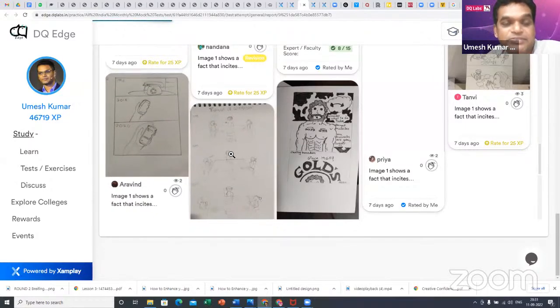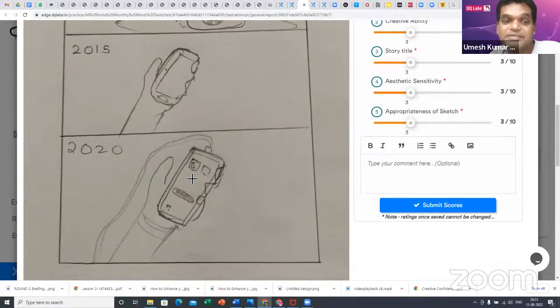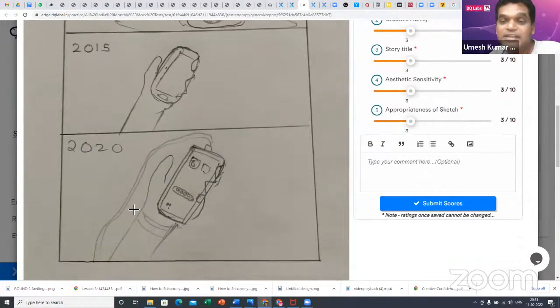Okay, let us take this one, Arvind. So in 1995, there is this telephone instrument that had a wire. In 2015, it is wireless, and in 2020, the wire has again come in a different format. So you're plugging in your ears.